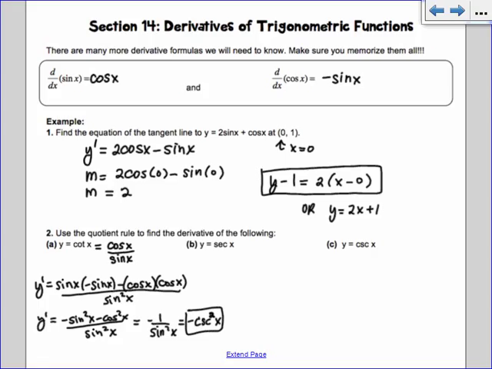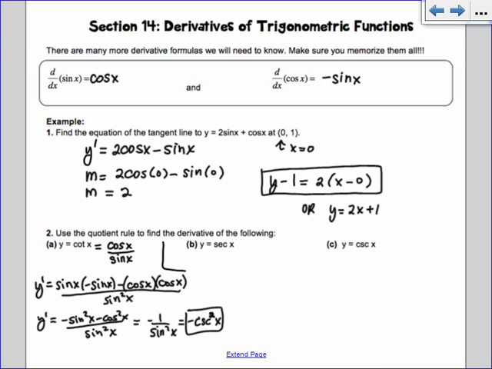Do you guys remember what the derivative of tangent was? Secant squared x. It's very close. Okay, so the co- ones are always very close to the regular ones. So cotangent is similar to tangent. Cosine has a derivative that's similar to sine, and cosecant will be similar to secant.